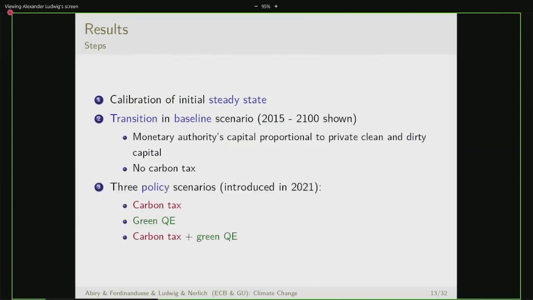In the policy scenarios, we then add a carbon tax. Then in the second policy scenario, we only look at green quantitative easing, which is a shift from the dirty to the clean capital holdings. And then we consider both scenarios together.